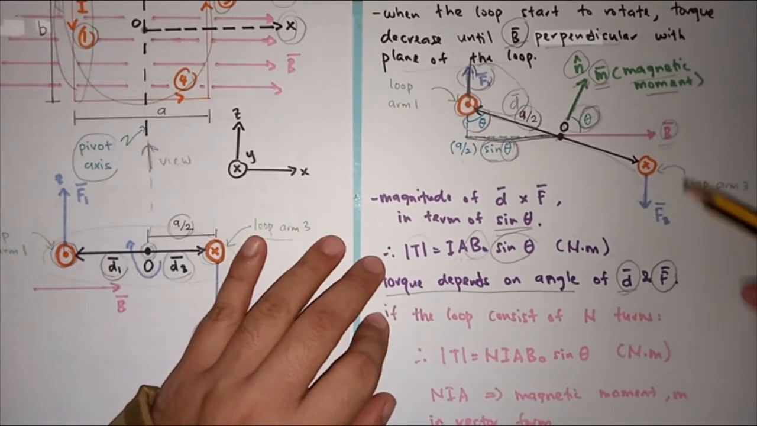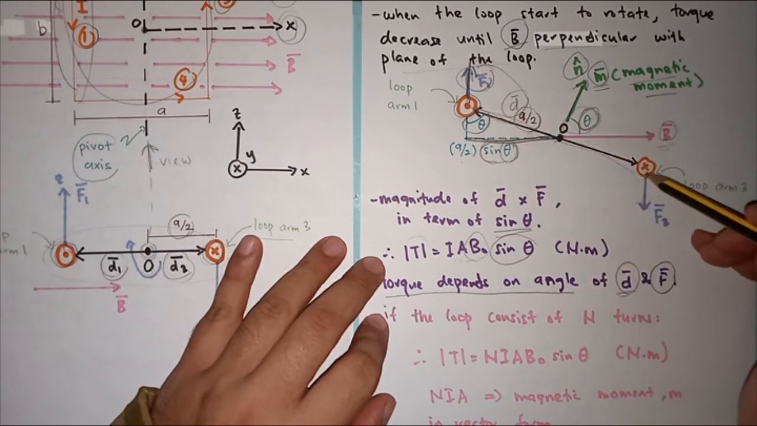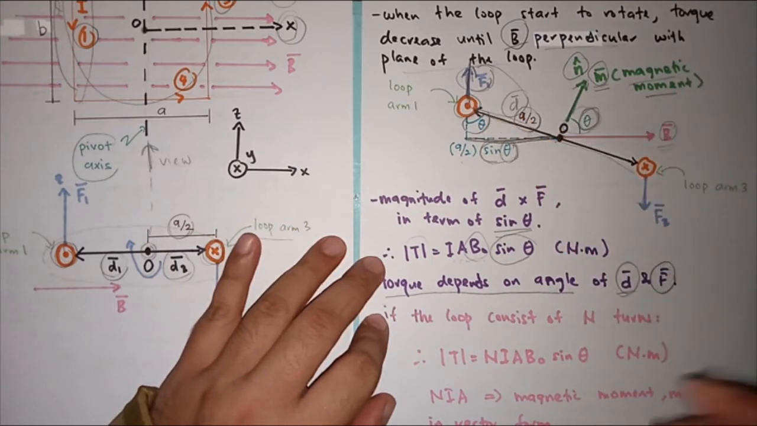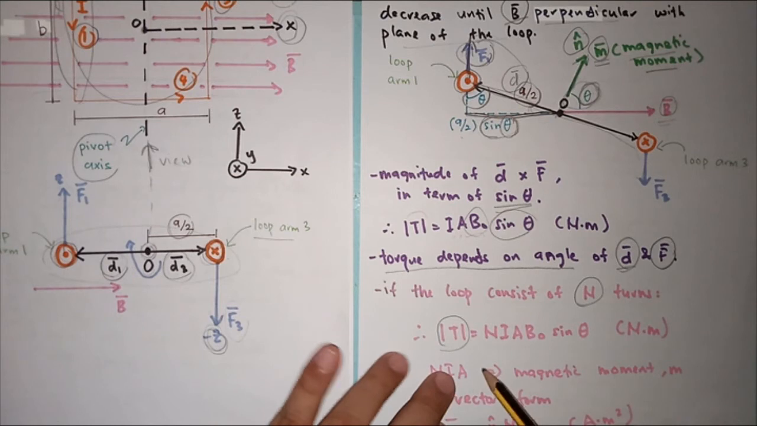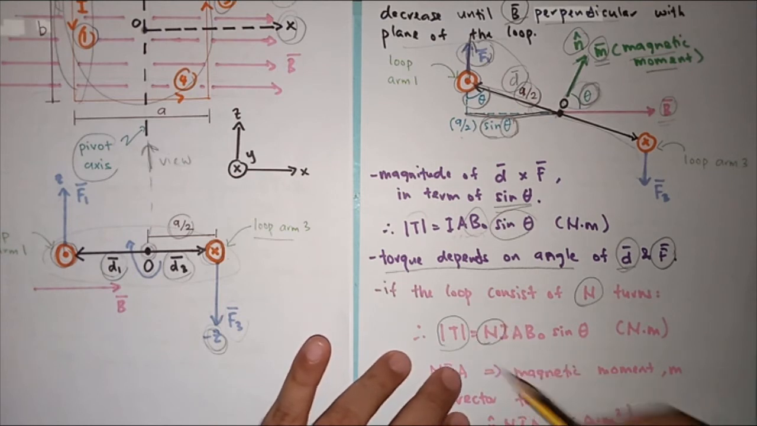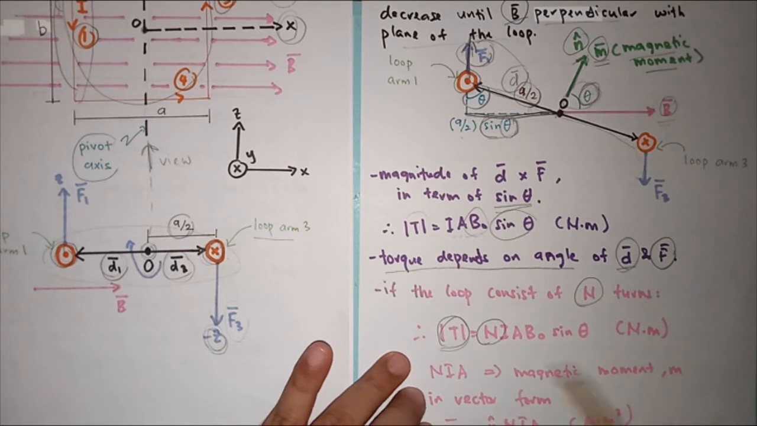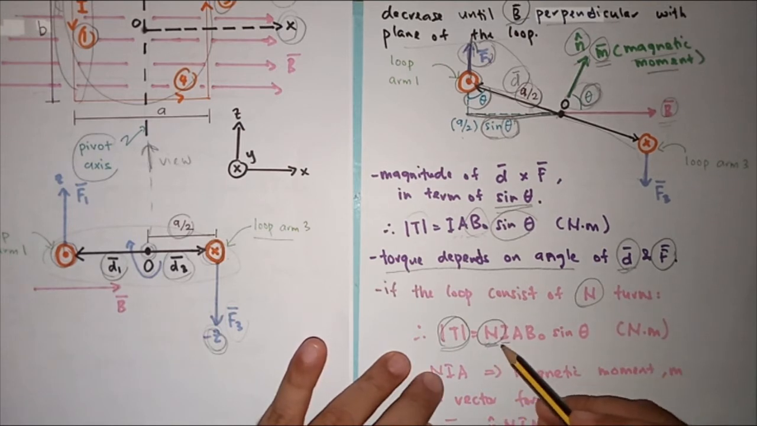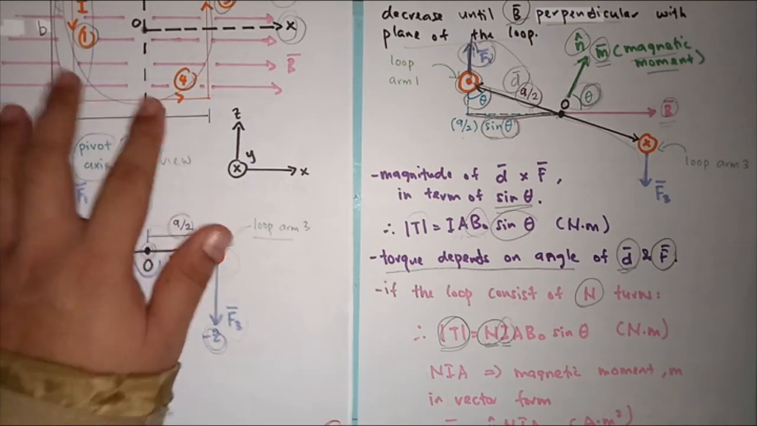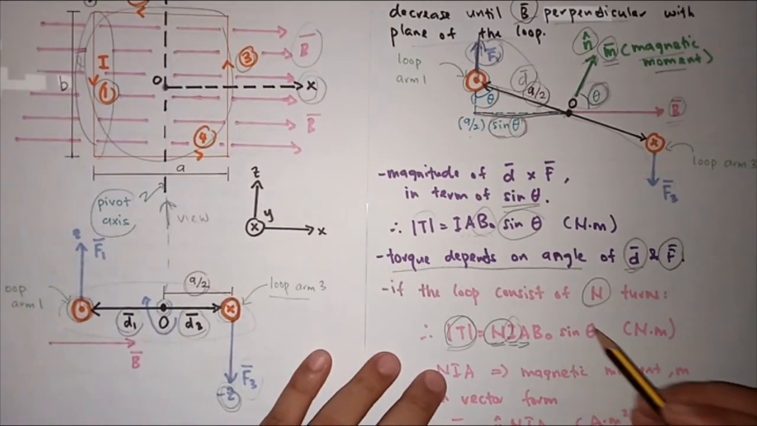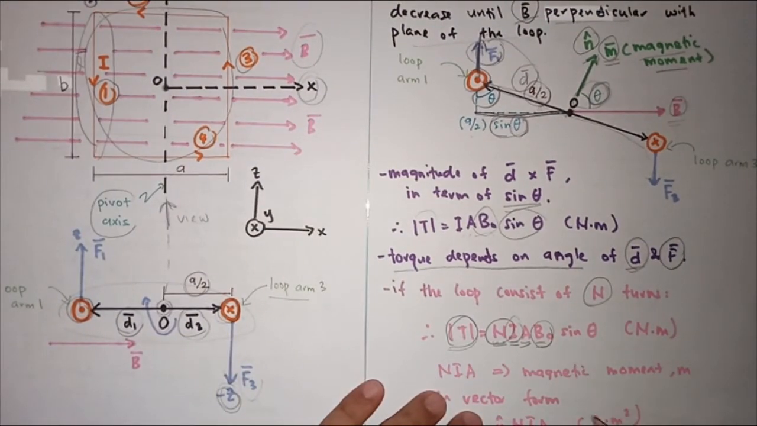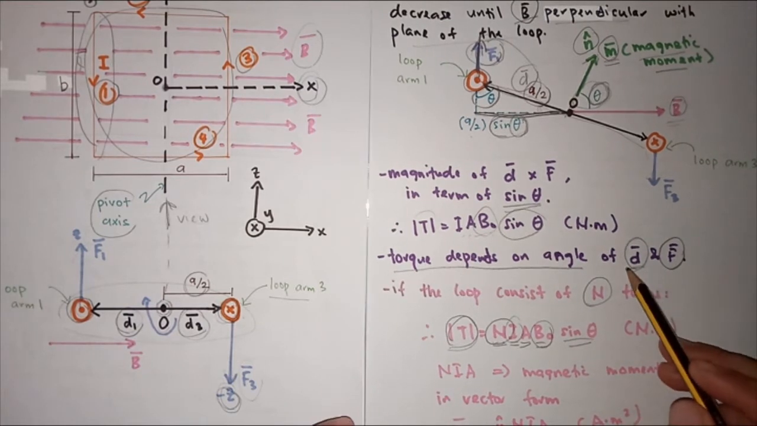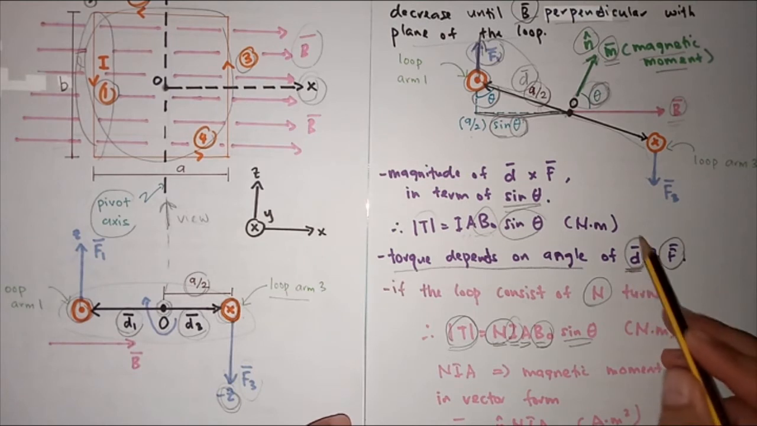Basically, if the loop is made from more than one turn, let's say a certain number n of turns, the torque can be calculated by adding a factor of the turns. In this case, the magnitude of the torque is equal to n, the number of turns, multiplied by I, the current injected inside this loop, multiplied by A, the area of that particular loop, and B naught, the magnitude of the magnetic flux density, and sine theta, the angle between the vector D and the vector F.